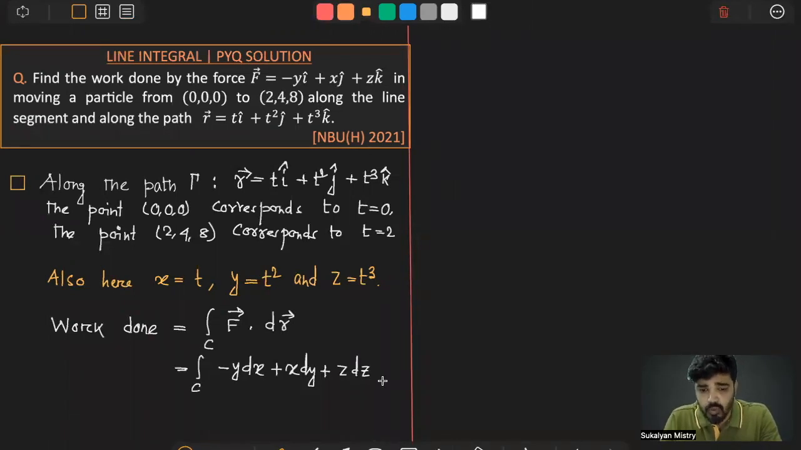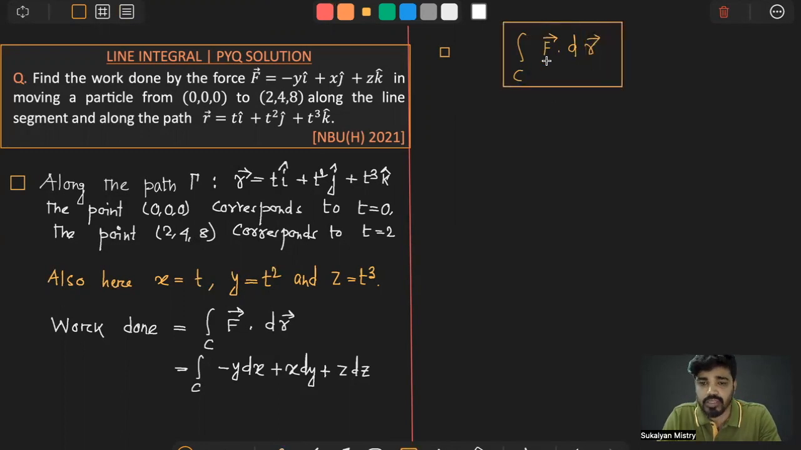So what is the work done? What is the working formula for work done? Work done means the line integration over C of F dot dr. So this is the formula for work done: integration over C of F dot dr. Here, what is the force? For this problem, F is the force, given as -yi + xj + zk.